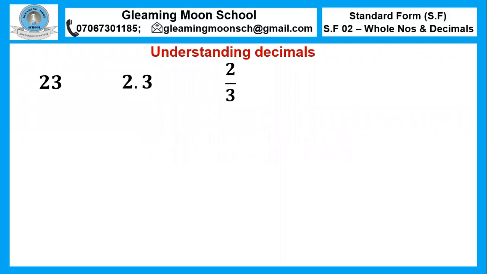Now, we've got three numbers here. What type of numbers are these? I want you to have a think. Absolutely. We have 23, which is a whole number. We have 2.3, which is a decimal, and we have 2/3, and that's a fraction. For the purpose of this lesson, we will be focusing on whole numbers and decimals. Fractions we'll be dealing with on a different platform when we look at decimals, fractions, and percentages.